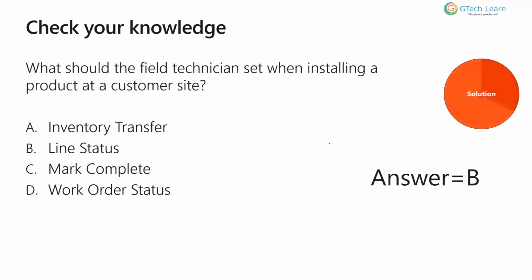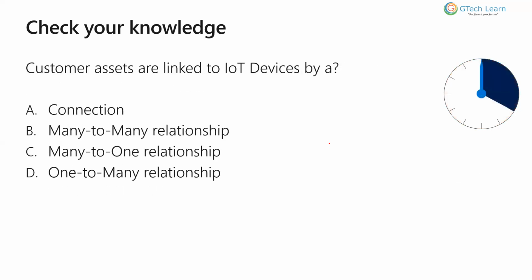Okay, so the correct answer for that question is going to be option B, line status. Okay, so the next question we are having in line is, customer assets are linked to IoT devices by which of them? Is it a connection? Is it a many-to-many relationship? Is it a many-to-one relationship? Is it one-to-many relationship? Let's get your answers on the chat, and let me start my timer now.